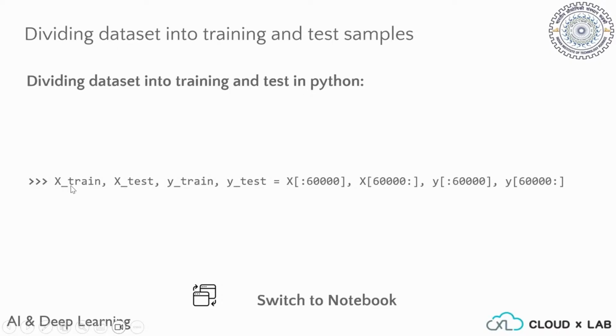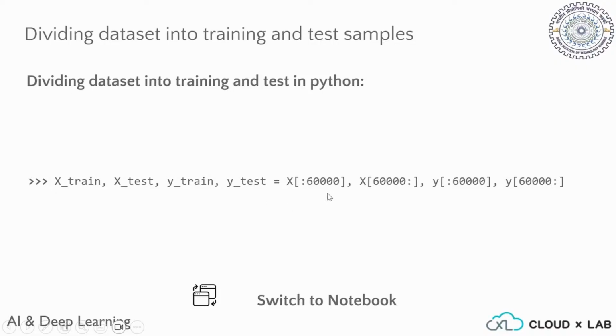X_train and y_train. So X_train is nothing but the training input, and y_train is nothing but the corresponding output, right? So we have training data, and we have output corresponding to the training data. We will use X_train, y_train to train our model, and we will use X_test, y_test to check the performance of our machine learning model, right?